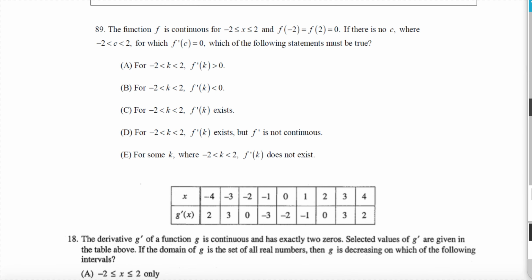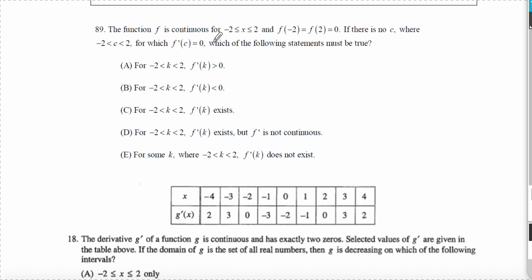All right, let's take a look at this one. The function f is continuous for -2 less than or equal to x less than or equal to 2. And f of -2 equals f of 2, which is 0. And there is no c in -2 to 2 for which f prime of c is equal to 0. Which of the following statements must be true?